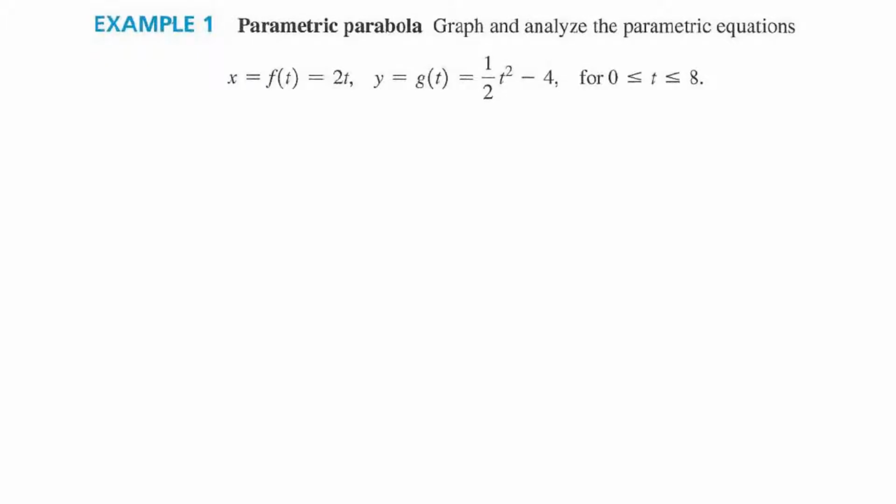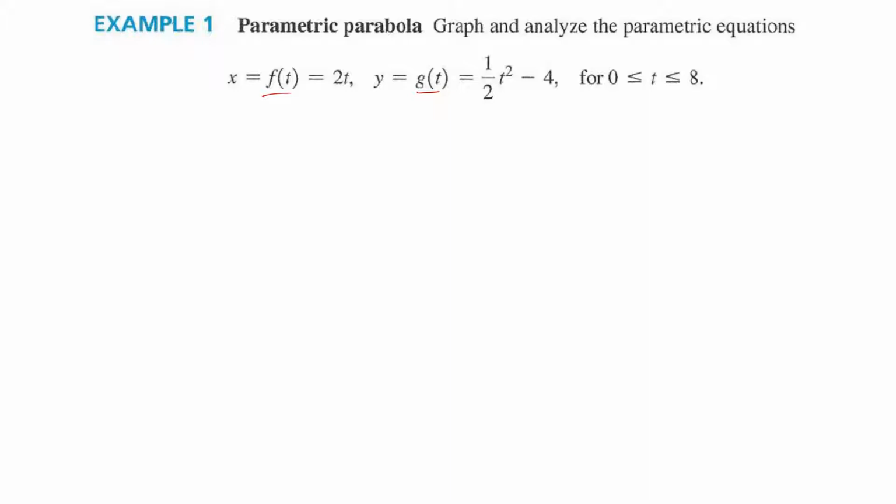First, let's look at a parabola. It's kind of like what we were looking at. Graph and analyze the parametric equation. We have x equals, this is f of t, it's 2t, and y is g of t, it's 1/2 t squared minus 4. These are just giving the x and y functions names involving t. That is not super important. Usually it's just x equals 2t and y equals 1/2 t squared minus 4.